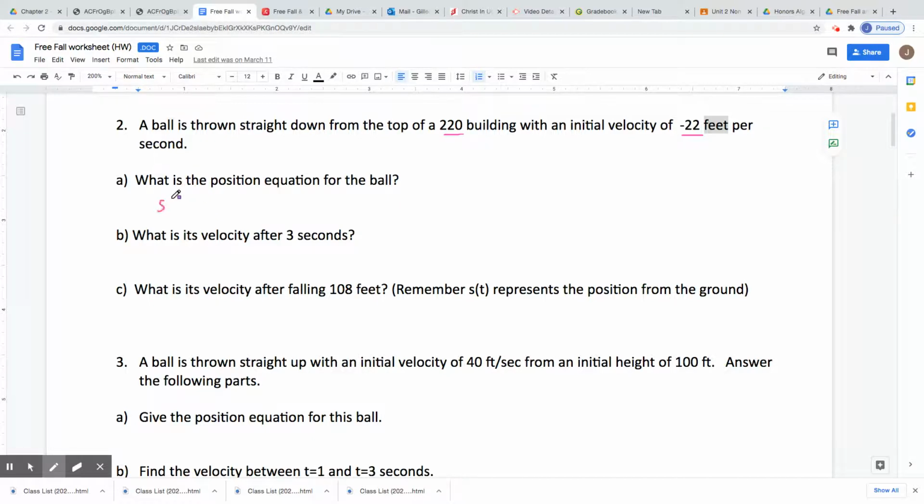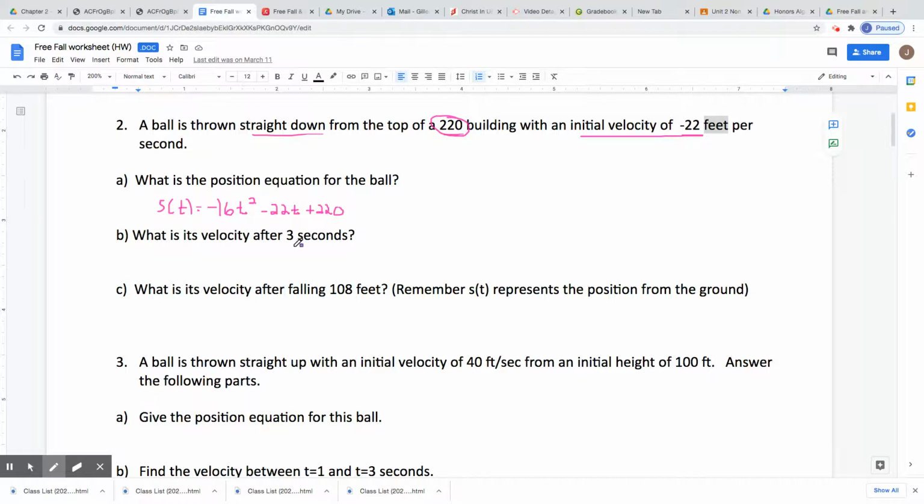So our S of t, our position equation, is going to be, since it says feet per second, that means we're using the feet equation, so it's negative 16t squared plus the initial velocity. The initial velocity is negative 22 because we're throwing it down. So it's minus 22t, and then plus the initial height, which is 220. And there's our position equation for this problem.